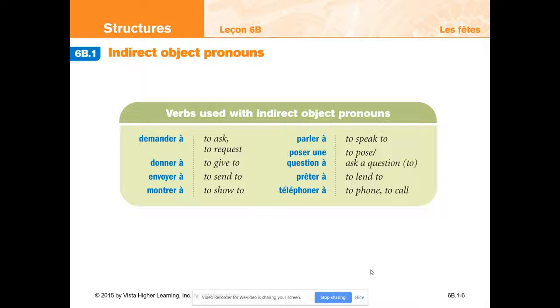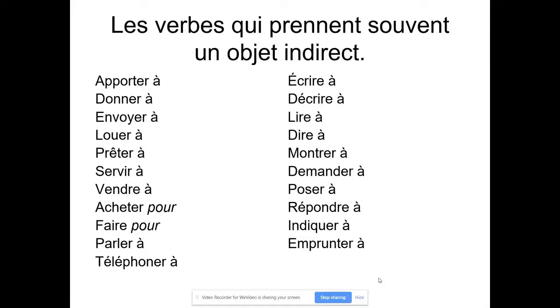This is a list of verbs that use an indirect object pronoun frequently, because they have an indirect object frequently. Demander, donner, envoyer, montrer, parler, poser, prêter, téléphoner. I have a much longer list that I'll also show you in another slide. These are verbs that often take an indirect object pronoun. Apporter, to bring something to; donner, to give; envoyer, to send; louer, to rent; prêter, to loan; servir à, vendre à, acheter pour, faire pour, parler à, téléphoner à. You see, there's a long list of them.